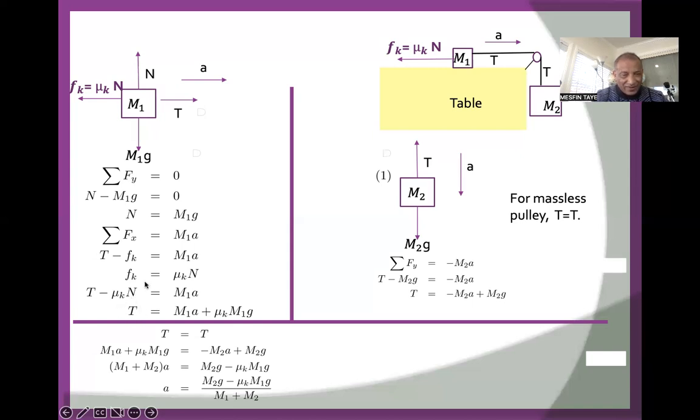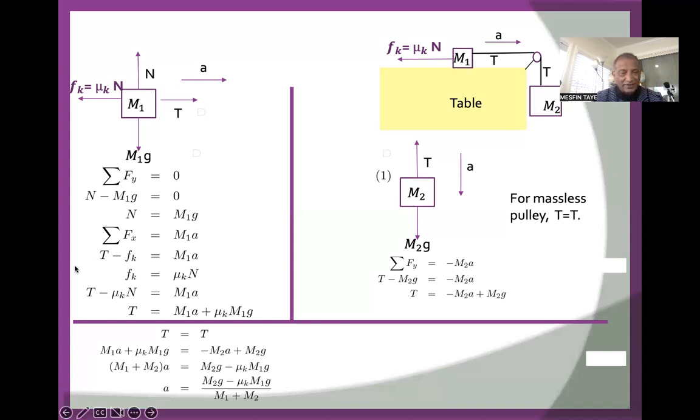So now you see, from here, T minus fk, but fk is mu k times N, just like that, is equal to m1a. So I substitute this in here and rewrite it here, and then take this to the right. So m1a plus mu k, but normal force is just m1g. I just plug it in. So tension is m1a plus mu k times m1g. That's the tension. Is that clear?